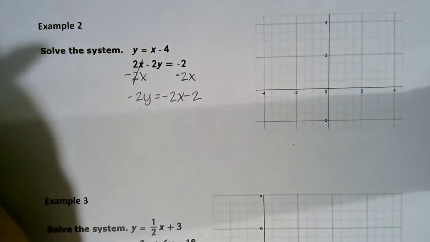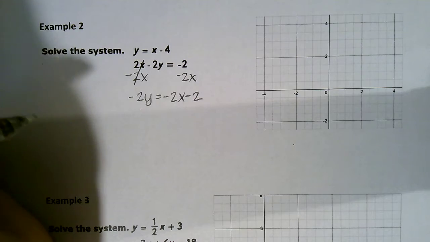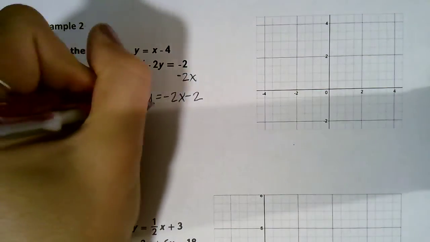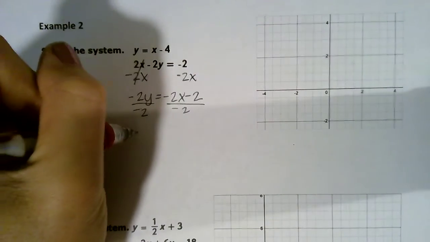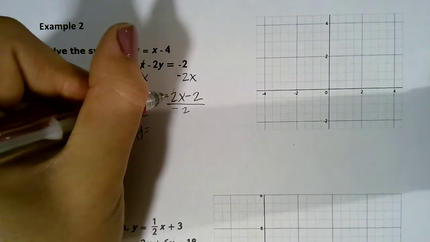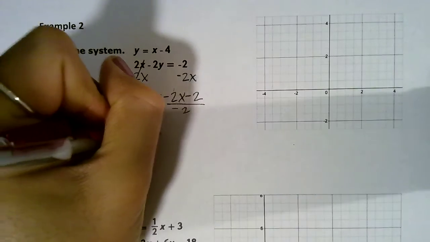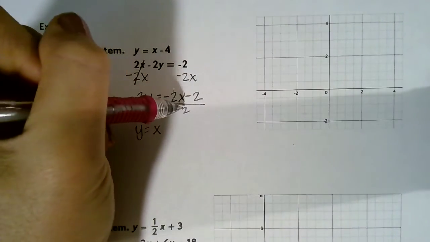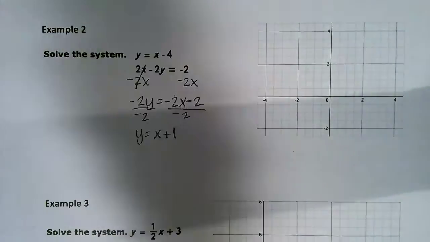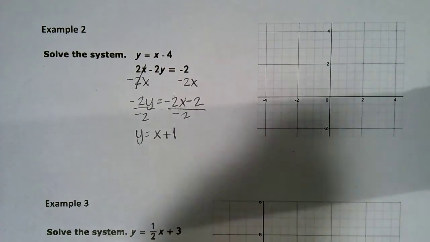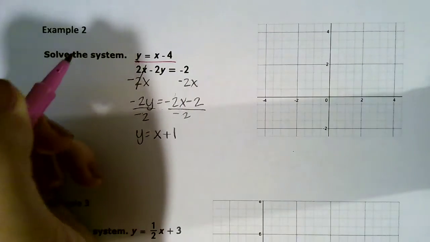Now I need to get y by itself, right? Because it's always y is equal to mx plus b. So I need to divide by negative 2. Divided here by negative 2. We get y is equal to, negative 2 divided by negative 2 is just 1x. Negative 2 divided by negative 2 again, plus 1. So here's our two equations. So let me graph these. x minus 4.